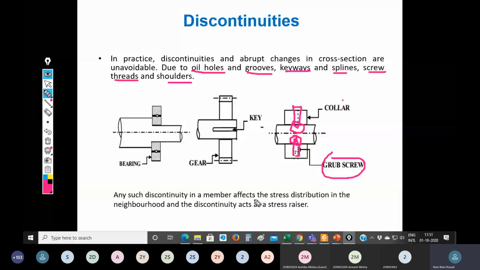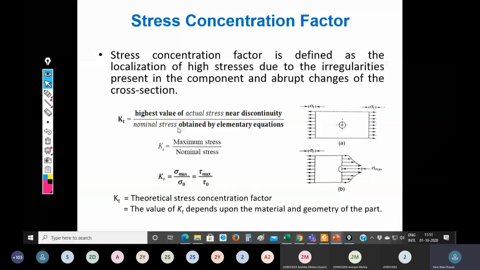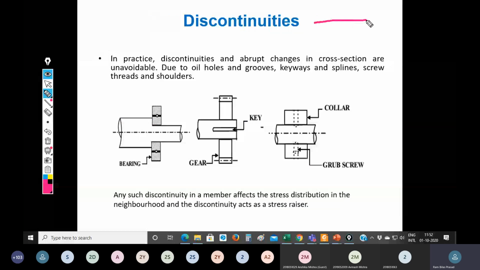So how can you visualize it? Suppose this is a plate, right? This plate is loaded by a tensile force P, and there is a hole at the center, right? So what will happen? The flow of stresses will be like this. Here we have the flow of stress.